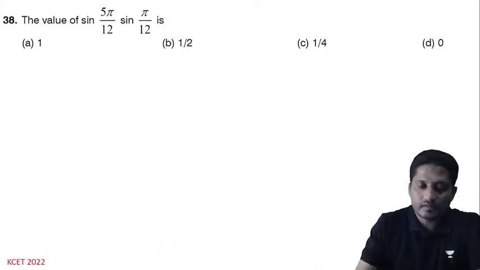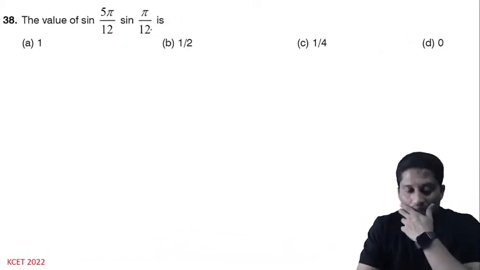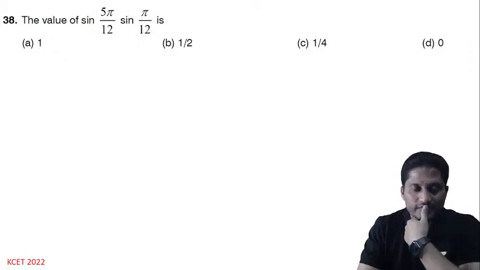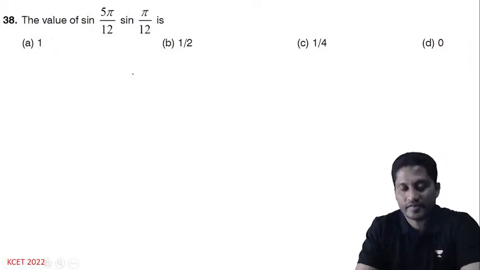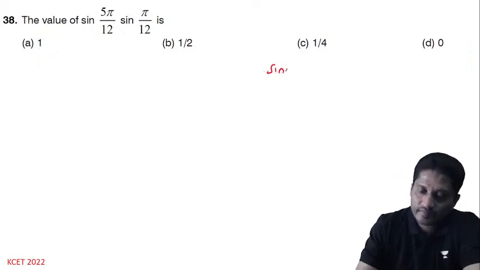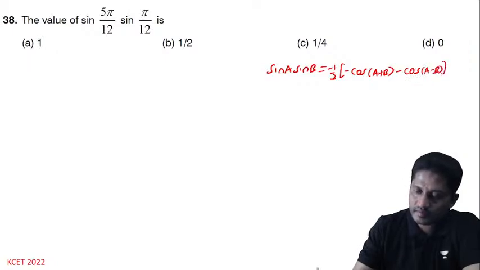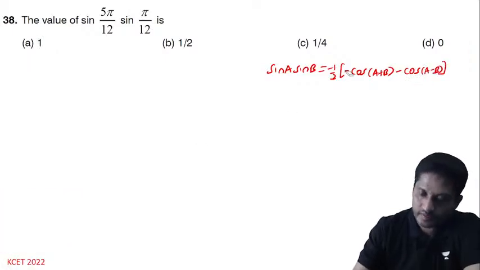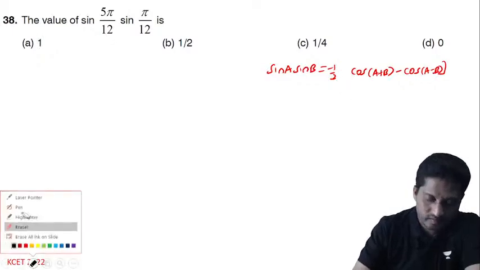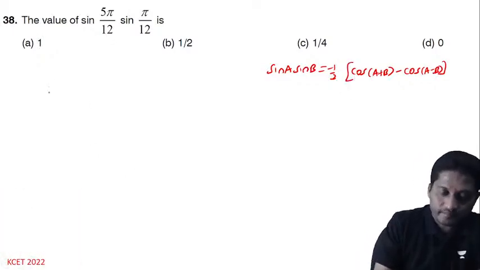Question number 38. See, actually 5 pi by 12. 5 by 12 is 15. 15 into 5 is 75 degree. Let's do like this. Sin A into sin B is equal to minus half cos A plus B minus cos A minus B.